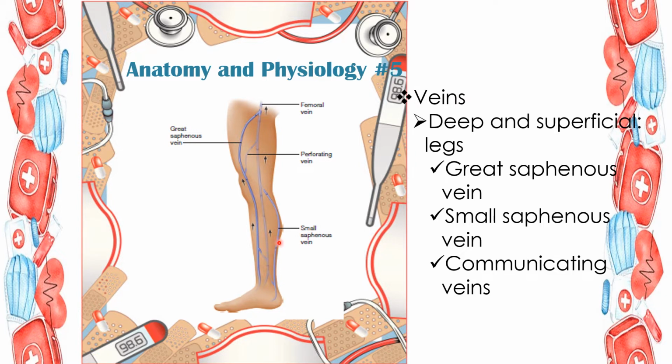While the small saphenous vein, which begins at the side of the foot, passes upward along the posterior calf and joins the deep venous system in the popliteal fossa. So, andito na siya, naka-join na siya. While the communicating veins are the veins that communicate between two different points of the venous system. Okay, they can communicate the great saphenous vein with the small saphenous vein. Okay.